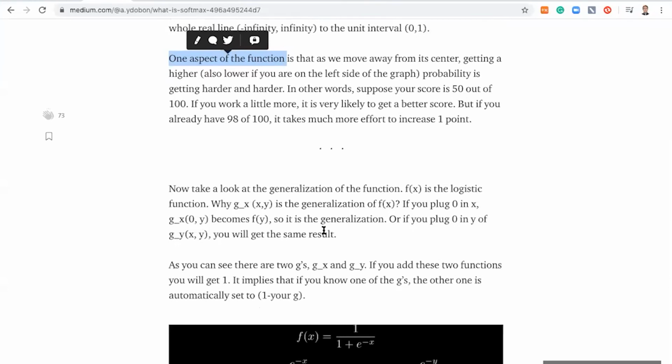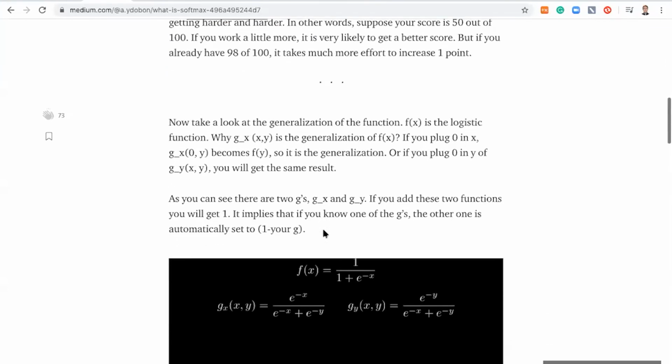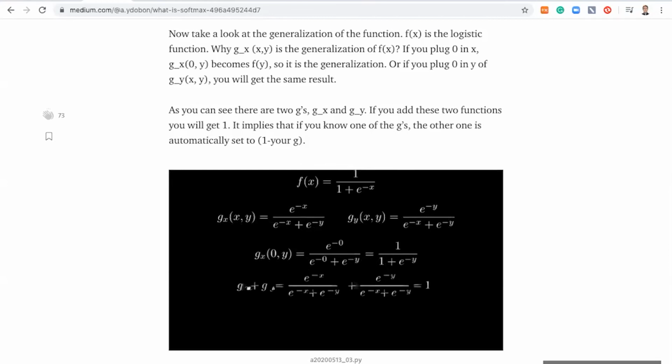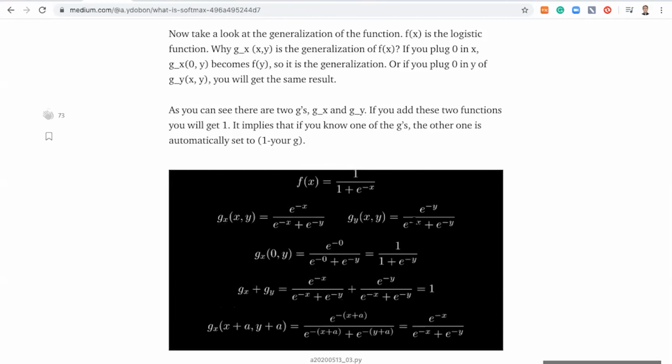And then we can think about a generalization of this function. So f of x is here. It is the original form. But suppose you have two variables, say x and y, then you can write the form in two different ways.